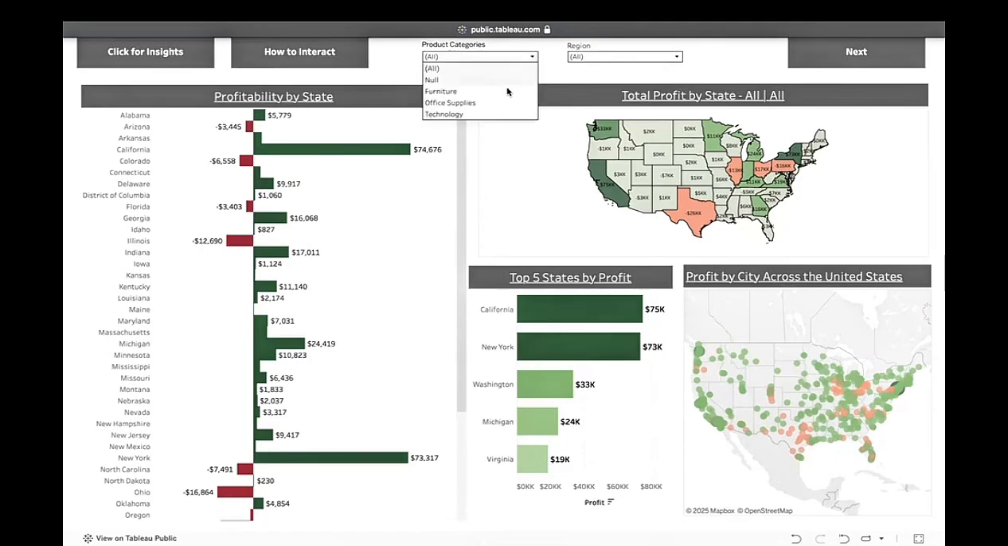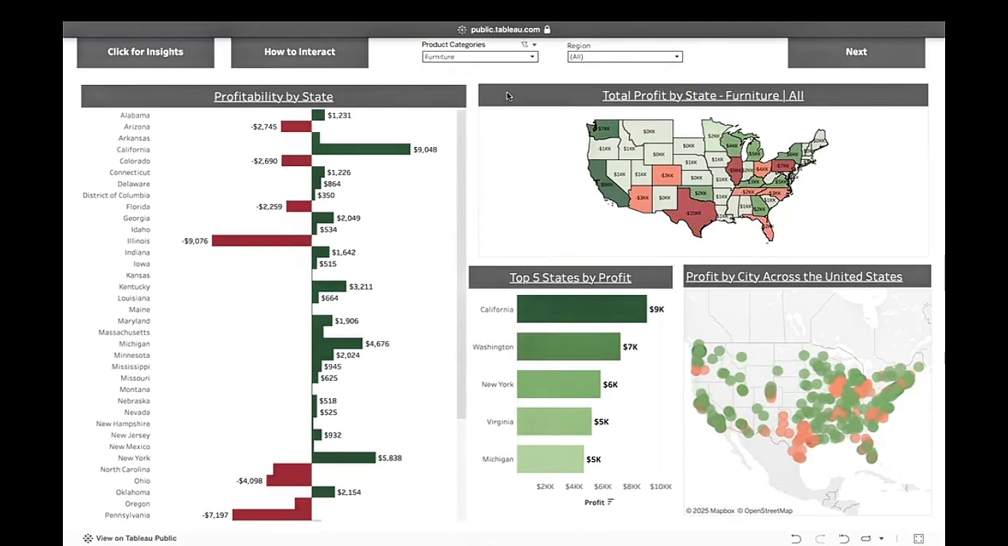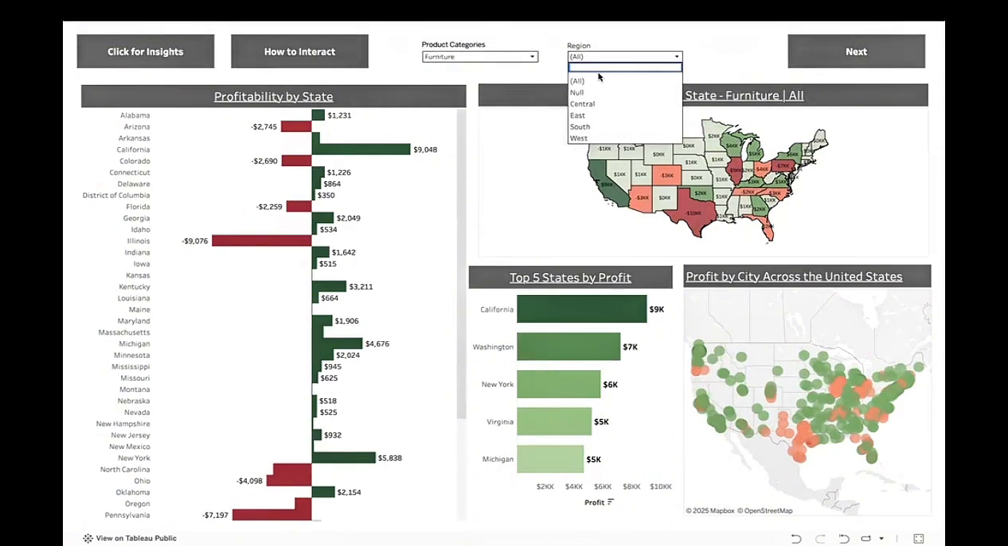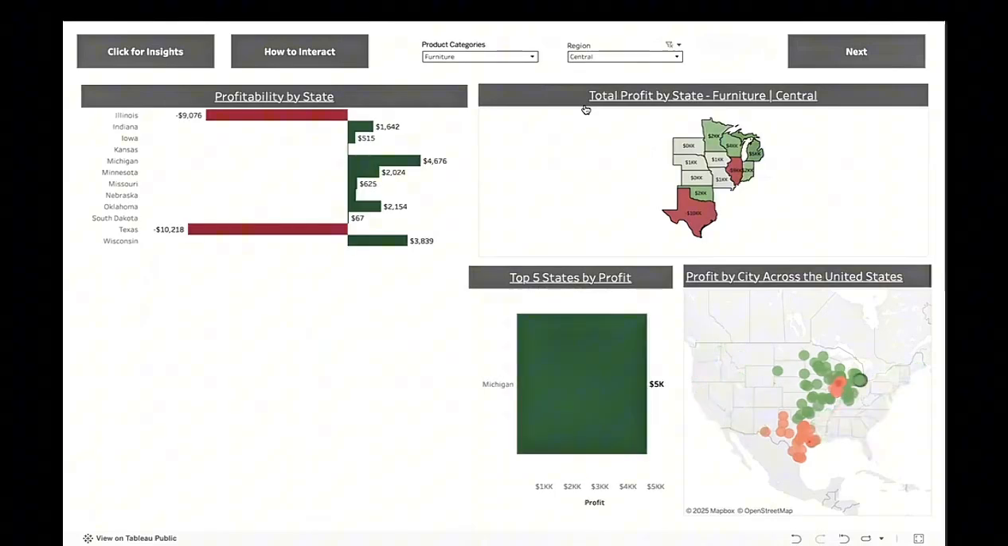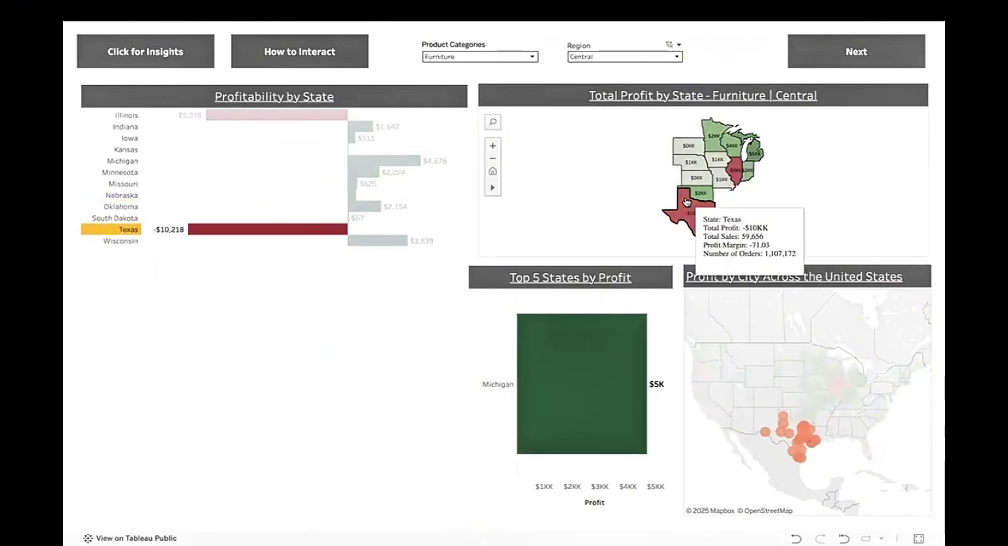So if you filter any certain product category, for example, furniture, it will show only furniture products. And if you also want to do it by region, you can do that as well. Let's say we wanted central region. And then we can also hover over any of the states, and that will show us highlighted dots in both the profit by city visual and in the profitability by state bar graph.